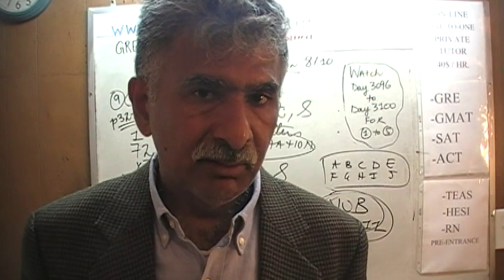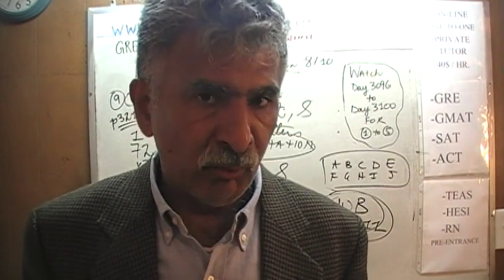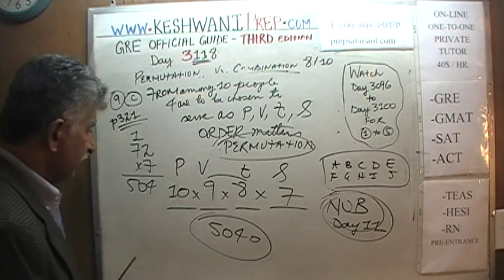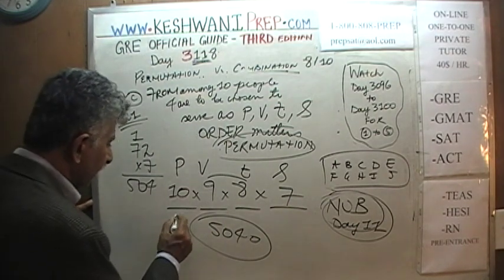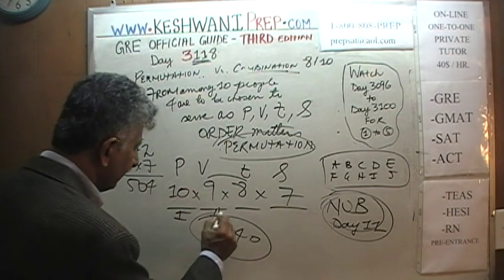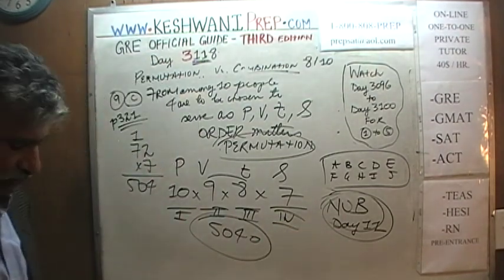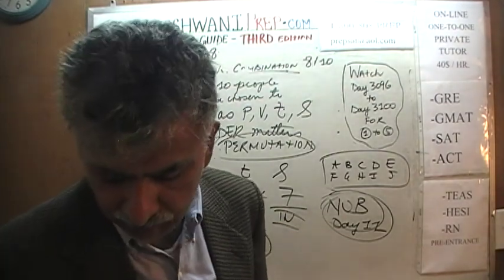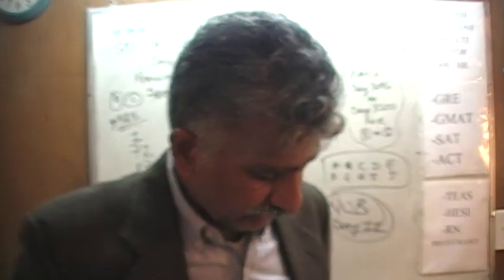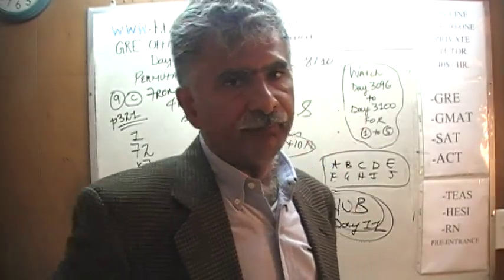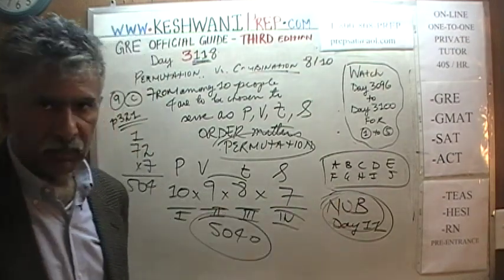Or if you like, the question could have been phrased this way: 10 people are taking part in the contest. Four prizes are to be given: first prize, second prize, third prize, and fourth prize. First position, second position, third position, fourth position. How many different ways can these prizes be given? And the answer is 5040. Because these are the people that we talked about before, you see?